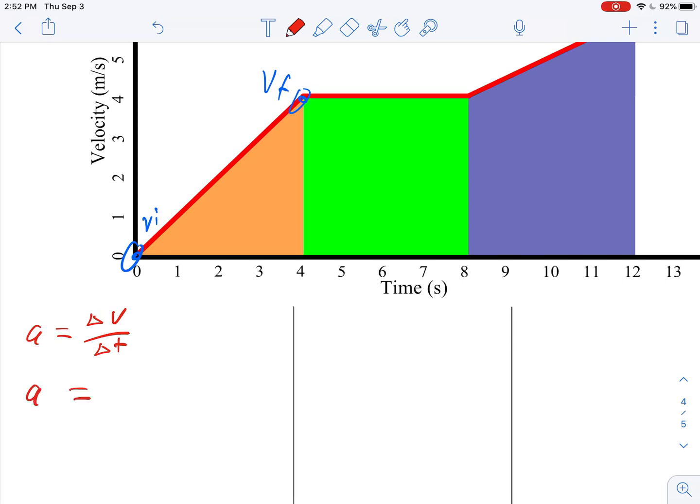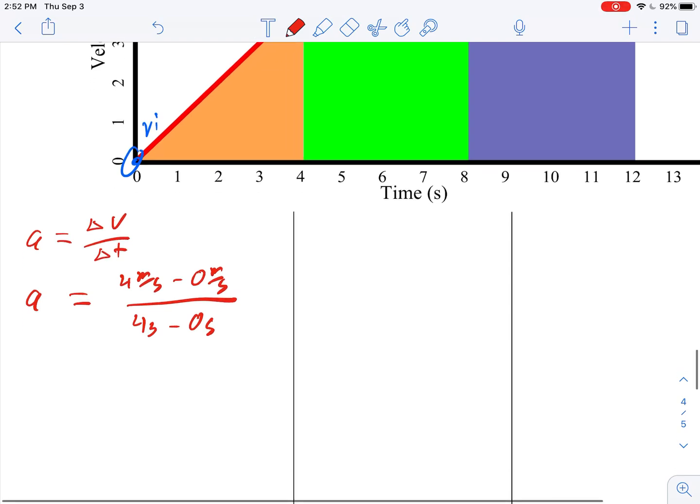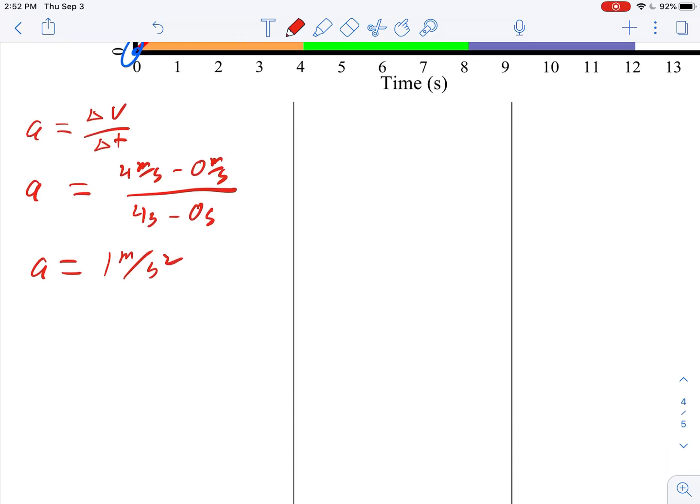Reading the graph here, the final velocity looks like 4 meters per second, where the initial velocity is 0. Change is final minus initial, so I take the 4 meters per second and subtract the initial velocity, and I divide by the time interval. This starts at 0, so I end at 4 seconds and begin at 0 seconds. So I wind up with 4 over 4, meters per second divided by seconds, which means I just have an acceleration of 1 meter per second squared. My rate of speeding up is 1 meter per second squared.